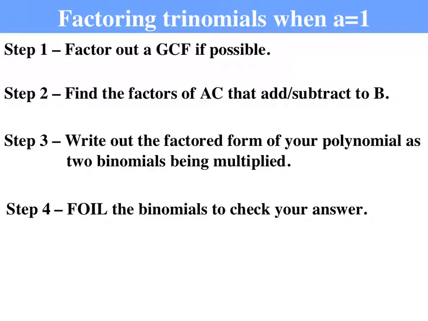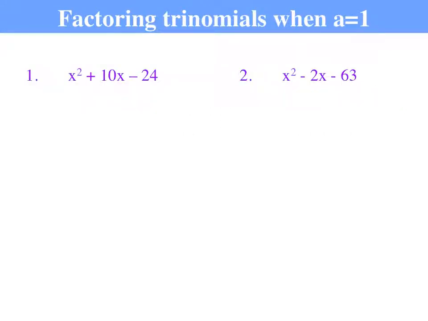So your steps for factoring when a is 1 are to factor out a GCF first if possible. Find the factors of a times c that add or subtract to b. Once you know those factors, write out the factored form of your polynomial as your two binomials, and then FOIL to check your answer. So we've got two examples.